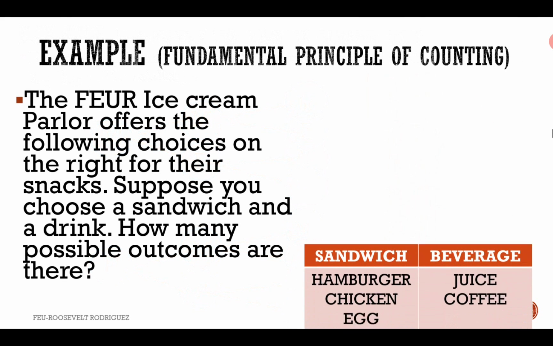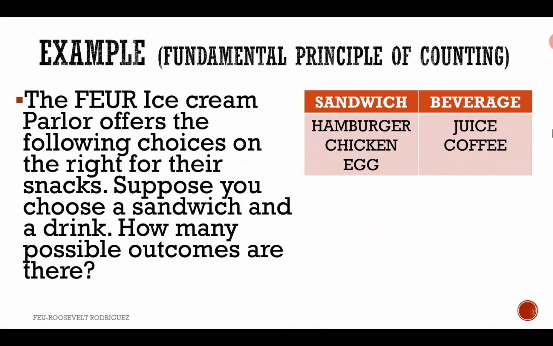Now, another example, let's say the Fear Ice Cream Parlor offers the following choices on the right for their snacks. Suppose you choose a sandwich and a drink. How many possible outcomes are there? So the question is, ilan kaya yung posibleng maging kombinasyon ng sandwich tsaka ng drinks na pwedeng mabili ng isang customer sa ice cream parlor na to?